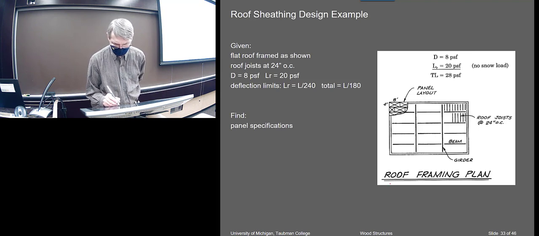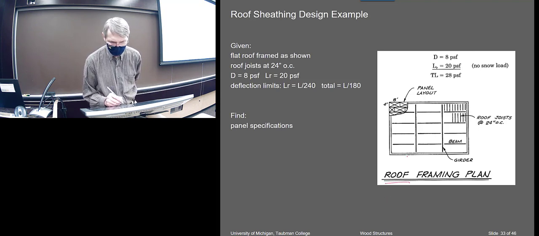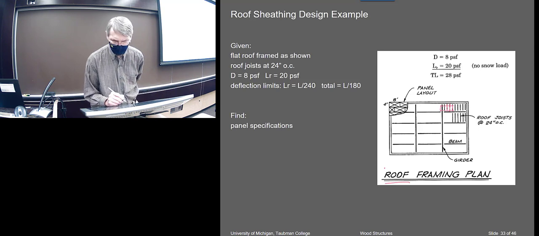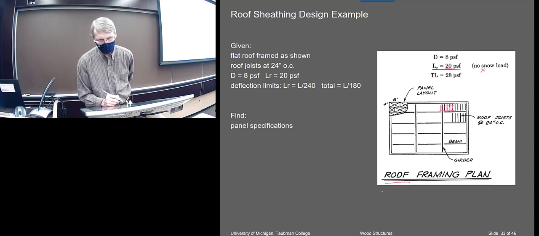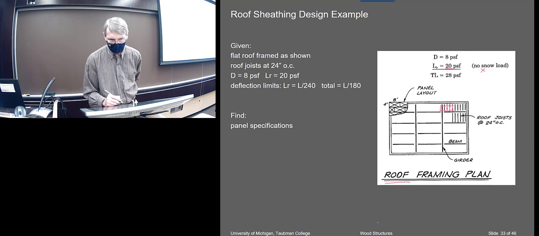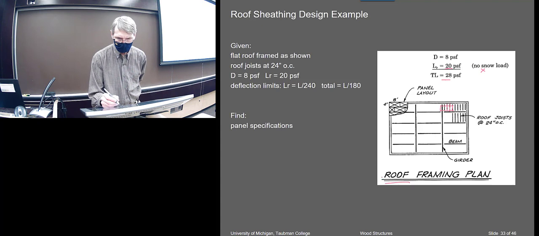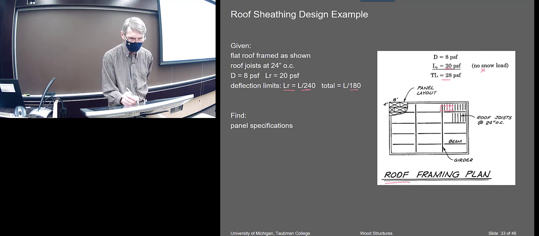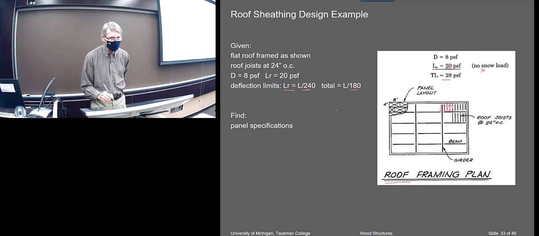Here's a roof framing plan. It looks like this is the rafter direction, so they're spanning in the strong direction across those rafters. Okay, no snow load, obviously not Michigan. 20 PSF live load, which will give you 28 total with the 8. Okay, so we got that. We're going to look at a live load deflection of L/240 and a total for the roof of L/180.